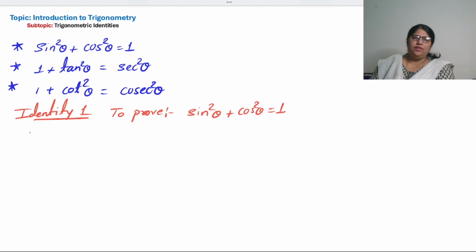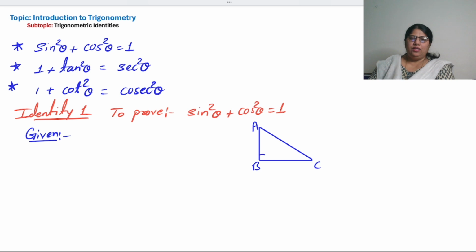So how will we start here? We will always start with a right triangle. So let us first draw a right triangle. If I take any one right triangle and take any one angle theta there, you mark one acute angle as theta. So here I'm taking triangle ABC, where angle B is 90 degrees, and I take angle C as theta. So what can I write down in the given part here? In triangle ABC, angle B is 90 degrees and angle C we have taken as theta. This is given.